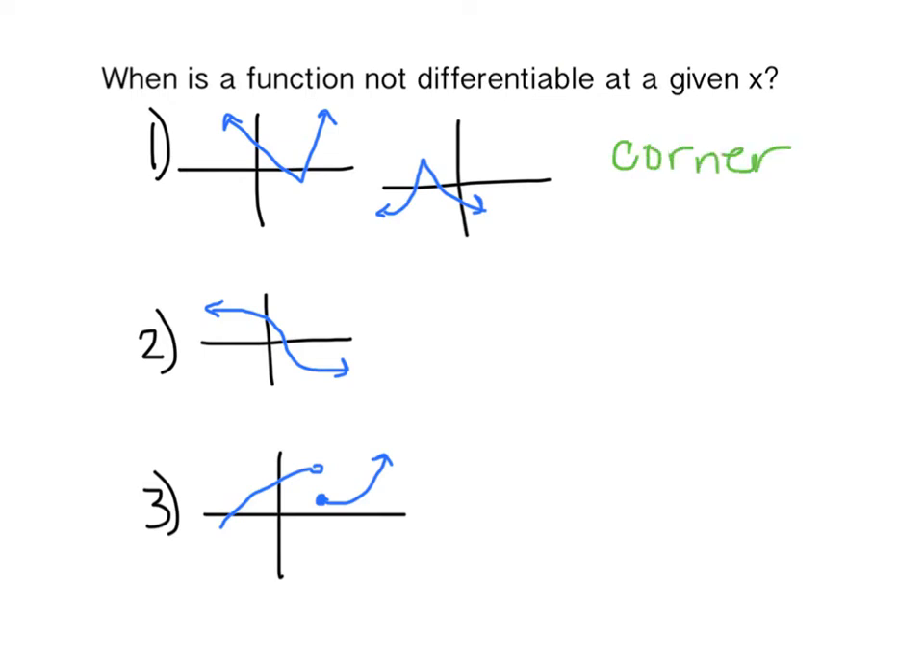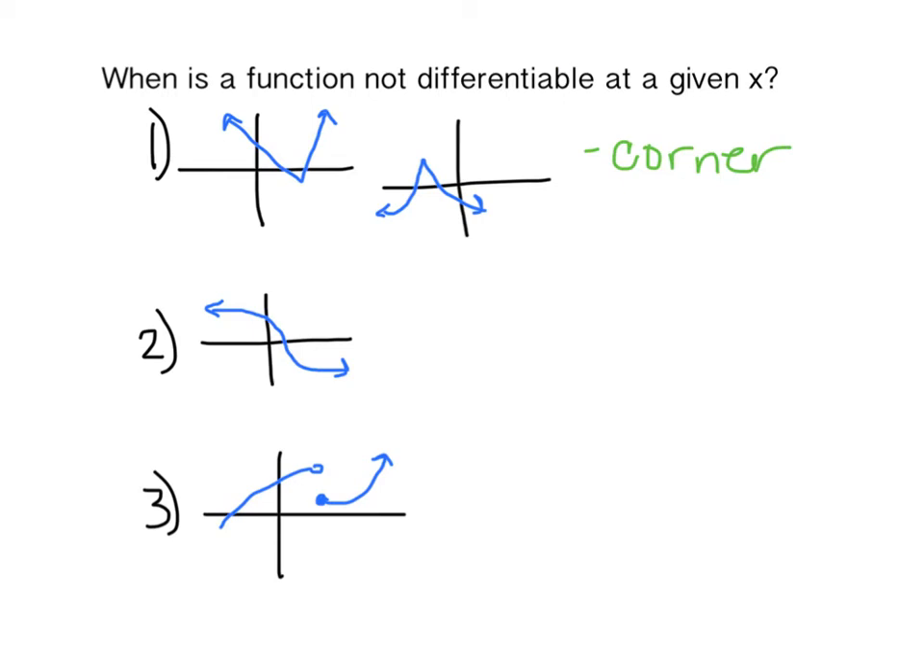Okay, if your graph comes to a corner, a 90-degree angle, a sharp turn, that would be a time when it is not differentiable at that given x value. Okay, you cannot draw a slope. You can't find the slope right at that corner.